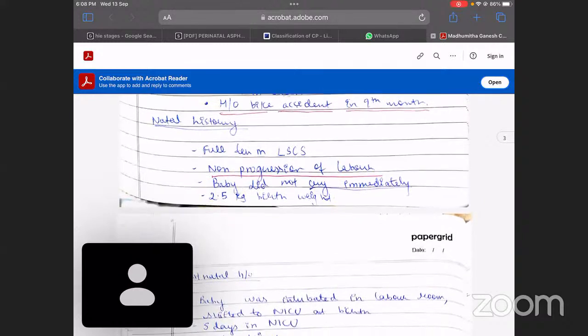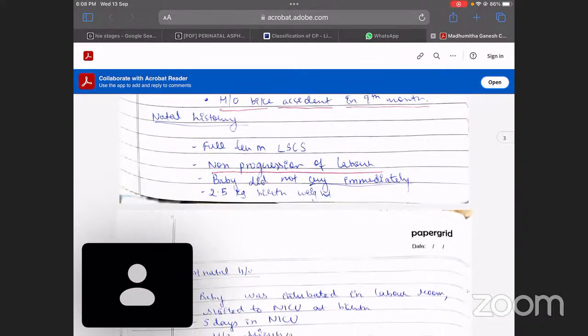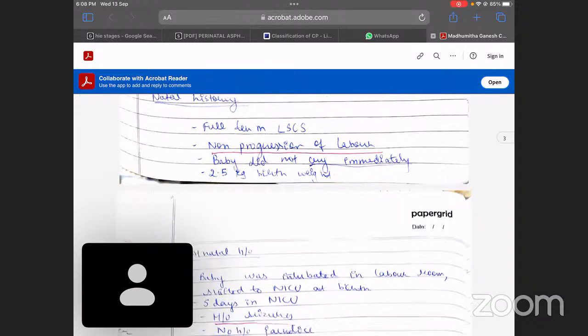So, moving on to natal history. Full term LSCS, non progression of labor, and the baby did not cry immediately. So, this can be a sign of birth asphyxia. 2.5 kg is the birth weight.